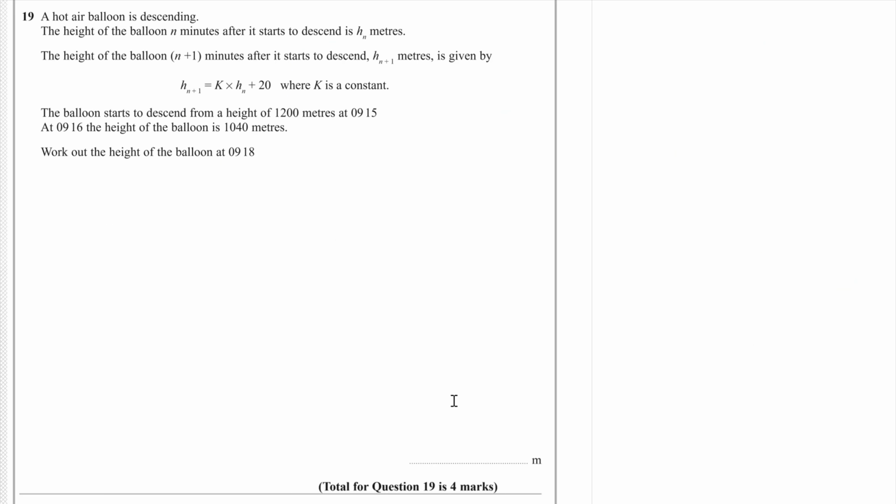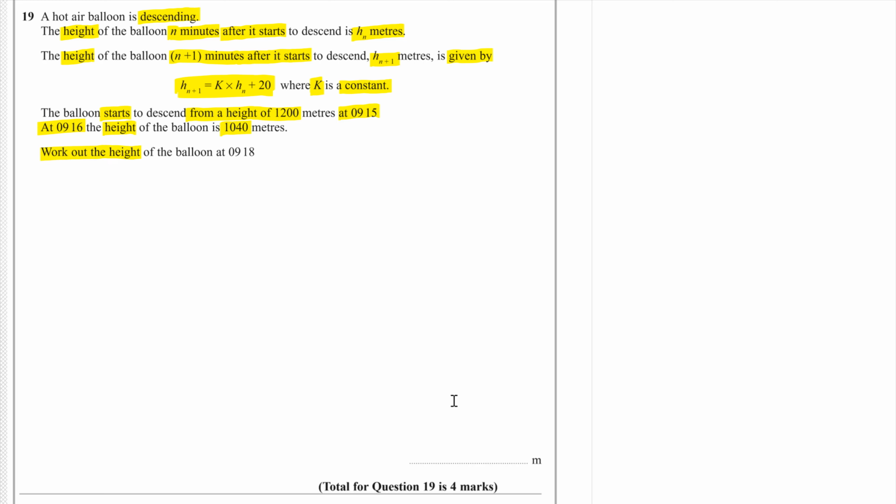Question 19. A hot air balloon is descending. The height of the balloon n minutes after it starts to descend is h_n meters. The height of the balloon n plus 1 minutes after it starts to descend, h_(n+1) meters, is given by h_(n+1) equals k times h_n plus 20, where k is a constant. The balloon starts to descend from a height of 1,200 meters at 9:15. At 9:16, the height of the balloon is 1,040 meters.